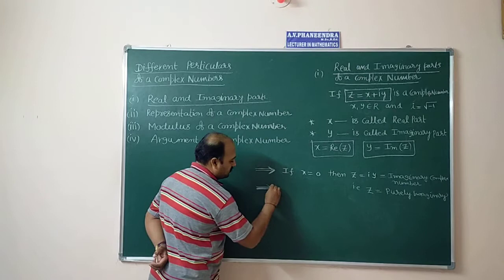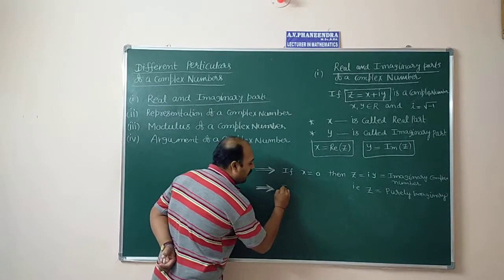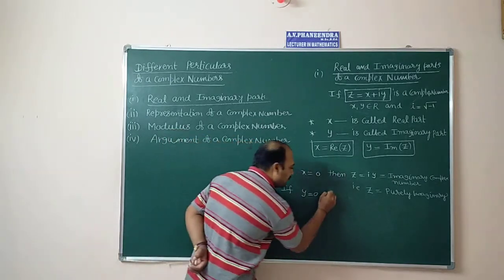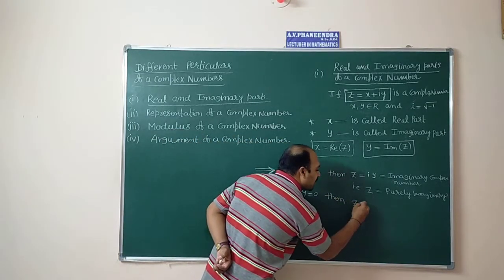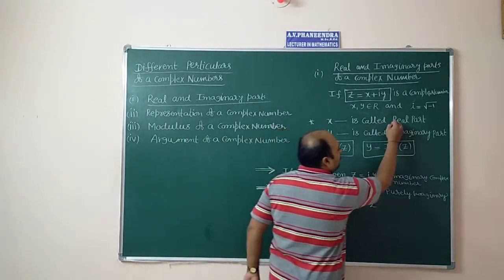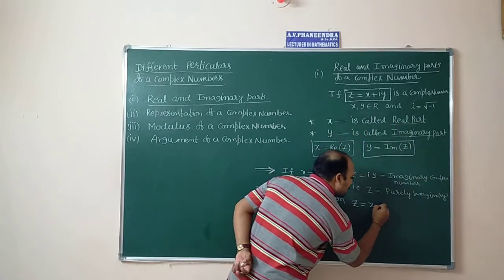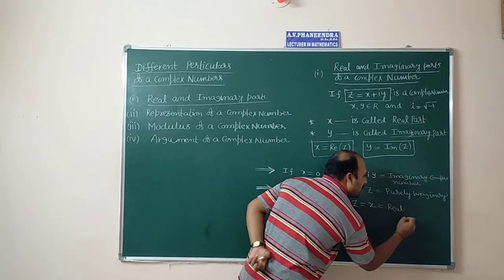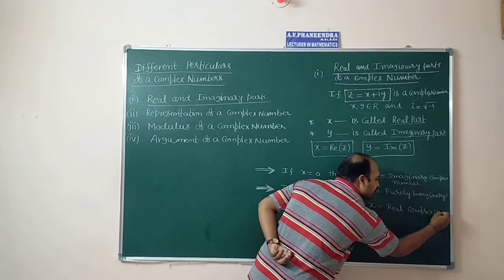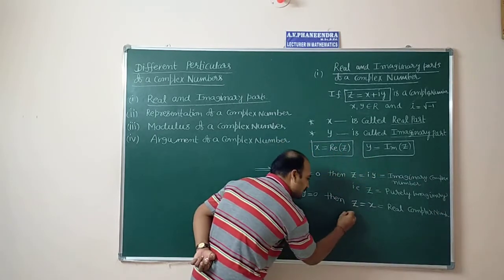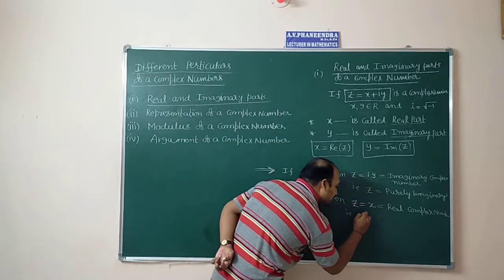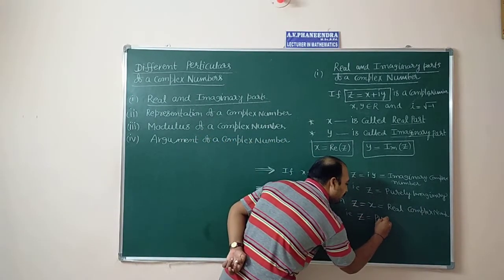Suppose y equal to 0, then z will become x. x is clearly the real part. So x is a real complex number. That is, when y equal to 0, z is purely real.